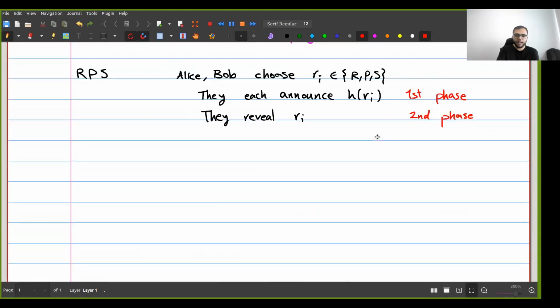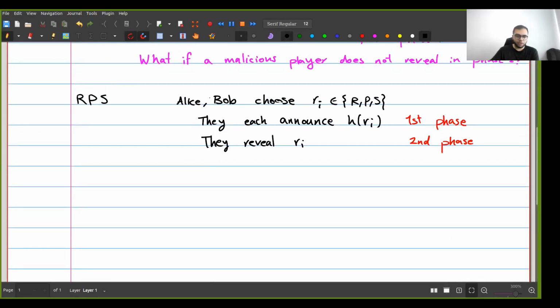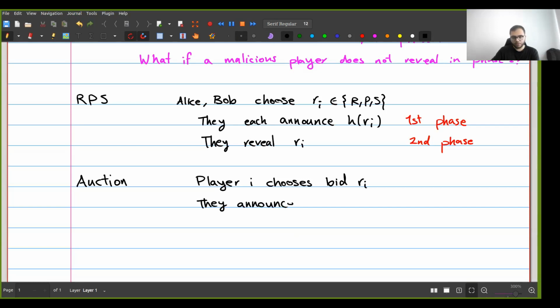Okay. And now another example of this that we have also seen is again the case of auction. So this was in your homeworks, you had to implement an auction. Again, there we had a very similar situation. Every player i chooses some bid, which is the amount that they're willing to pay for the item. And then exact same thing. So they announce the hash of their bid. And again, of course, we should use nonces whenever we're doing the hashing, but I'm not writing the nonce here. And then in the next step, they reveal the values.